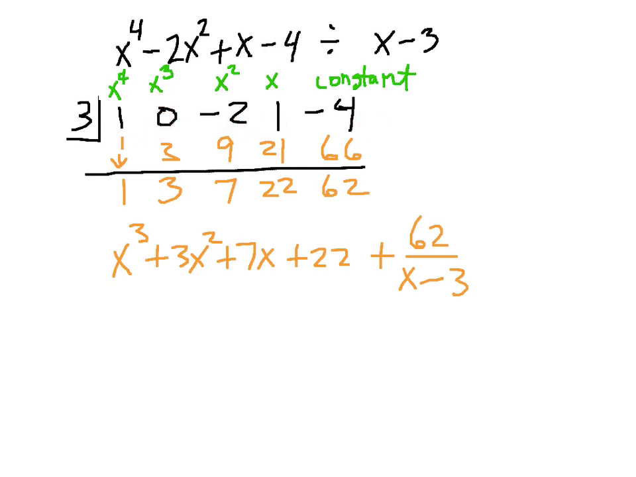And it's the same process. So bring the first term down, multiply, add, multiply, add, multiply, add, multiply, and add. So again, it's 1 power of x removed. So x cubed, x squared, x, 22, plus 62 over x minus 3. Now, let's take a look at the next slide.